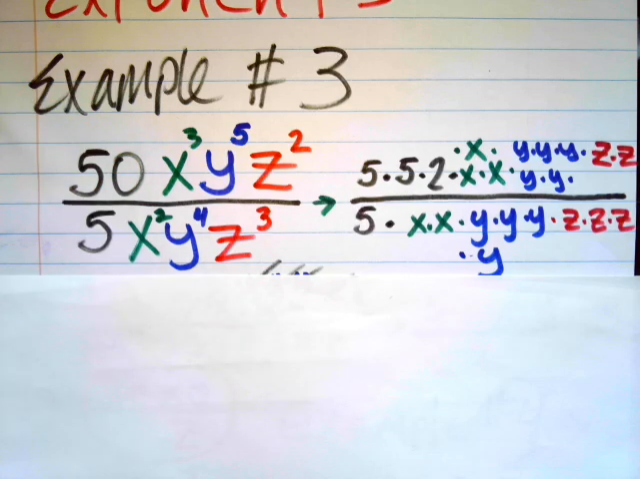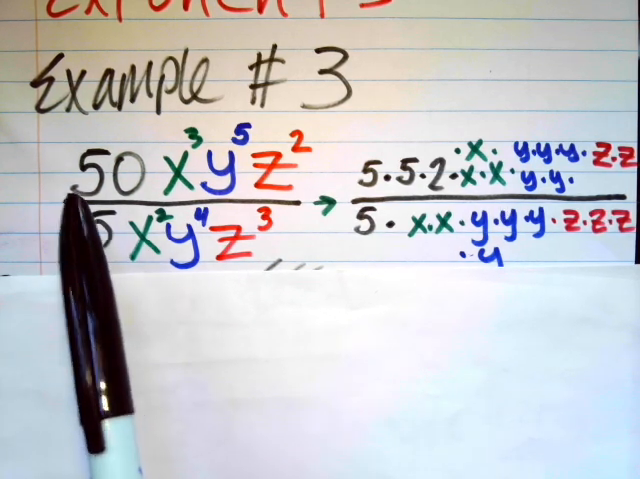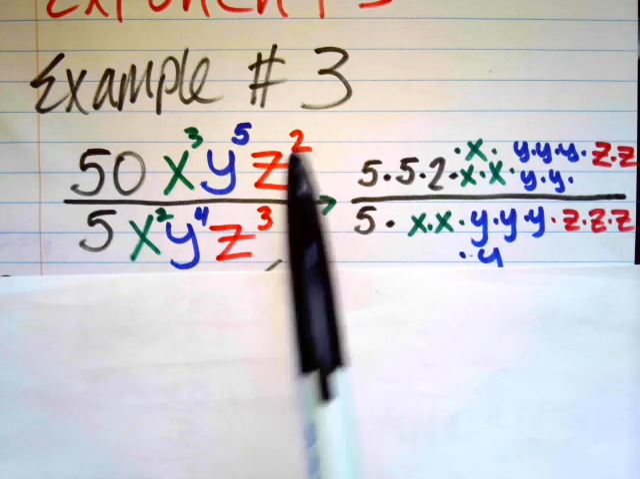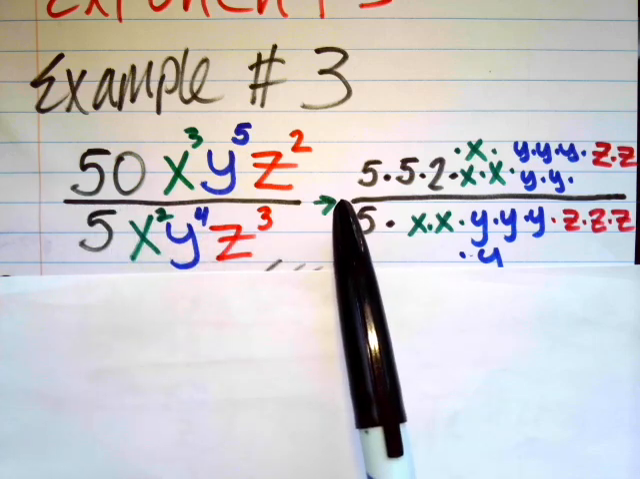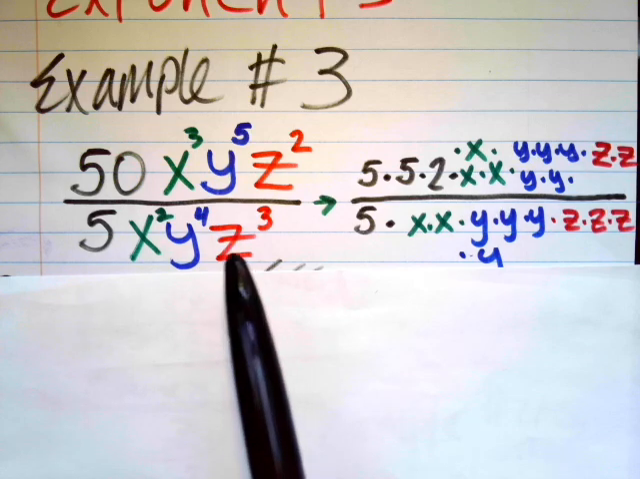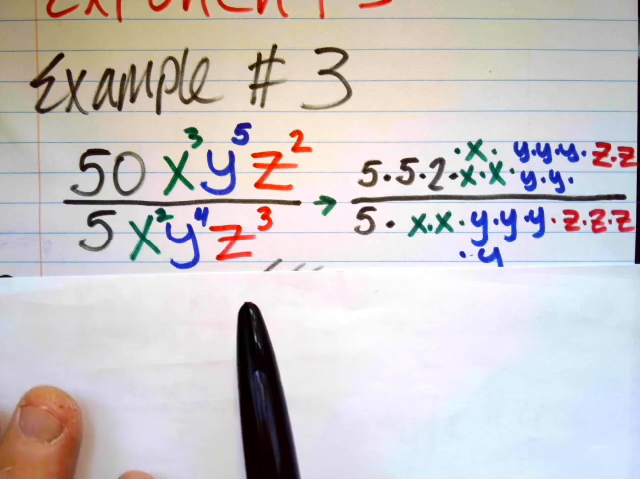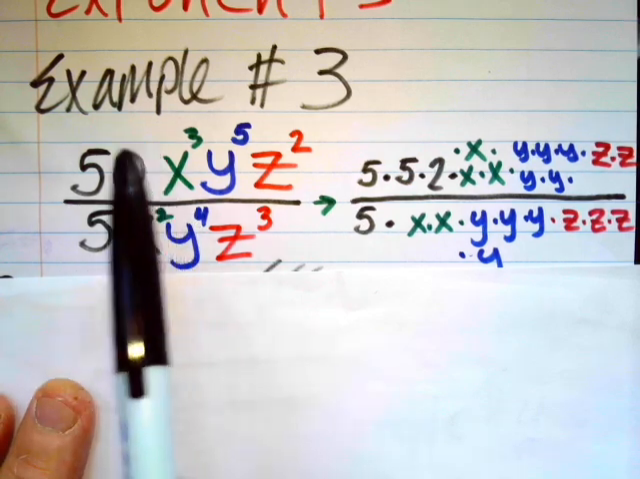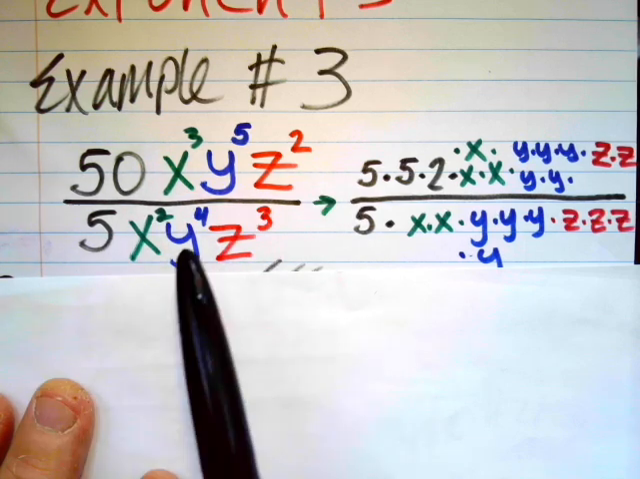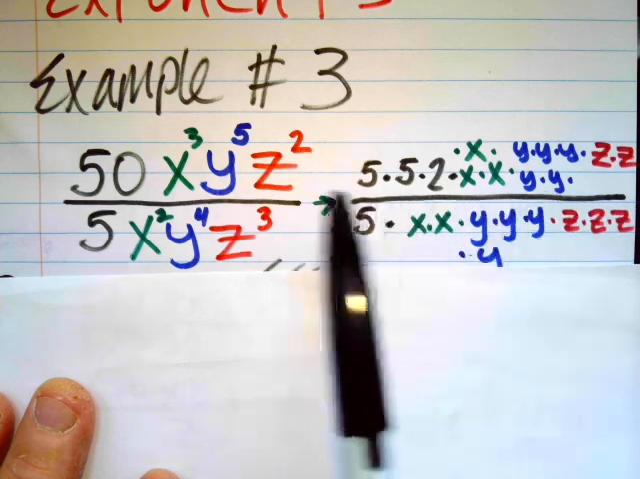Let's see, make a little room there. Here we go. All right, so we have 50 times x cubed times y to the fifth times z squared divided by 5 times x squared times y to the fourth times z to the third power. And what I'm going to simply do, like we spoke about before in previous videos, is break down each of these terms in the numerator and the denominator into their expanded form. What do I mean by that?